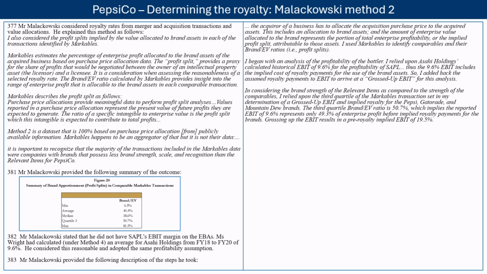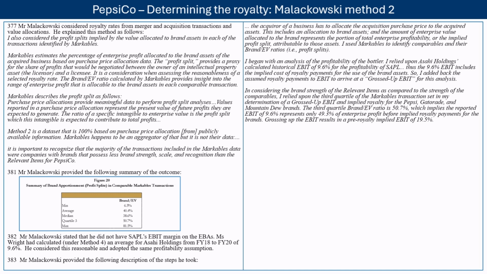Malachowski relied upon the third quartile of the Markables transactions in my determination of the gross up EBIT and implied royalty for Pepsi, Gatorade, and Mountain Dew brands. The third quartile is 50.7%, as you can see in the table to the left, which implies the royalty EBIT of 9.6%, which represents 49.3% of the enterprise profit before the implied royalty payments for the brand.